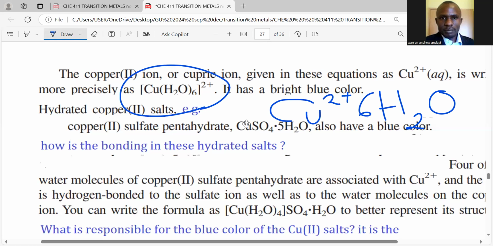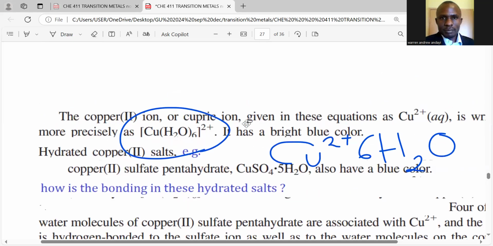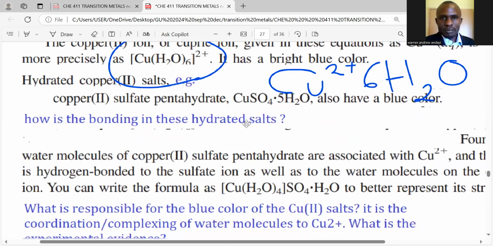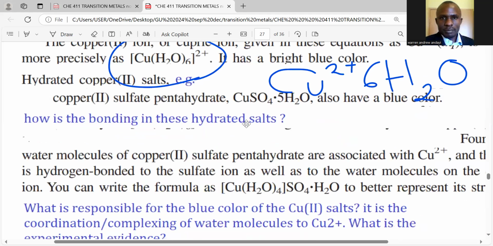So don't confuse it and say this copper is copper metal. No, it is just the copper ion, because waters are always neutral. So the charge is obviously from copper. Now with that, this salt is usually positive 2. The hydrated ion is always positive 2.